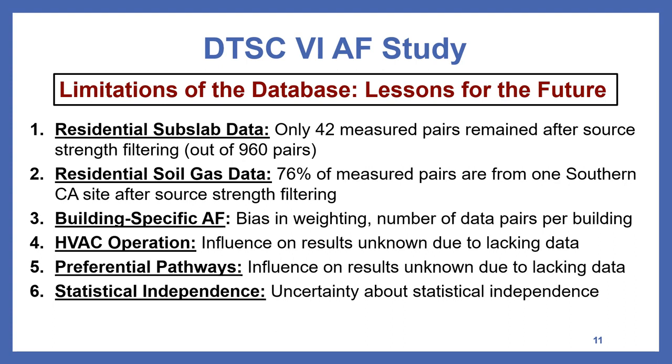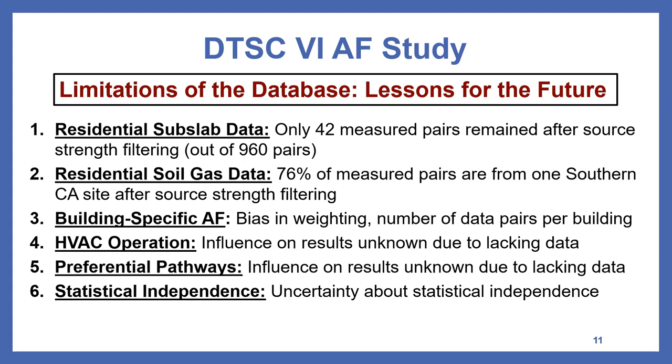The non-residential buildings in the dataset include a wide spectrum of building types, from very small retail businesses with minimum air exchange to very large industrial warehouses with high air exchange. Attenuation factors for different types of non-residential buildings were not evaluated. The dataset lacks information concerning the operation of the HVAC systems during indoor air testing for most buildings or the presence of preferential vapor migration pathways. Hence, the influence of HVAC operation and preferential pathways is unknown.